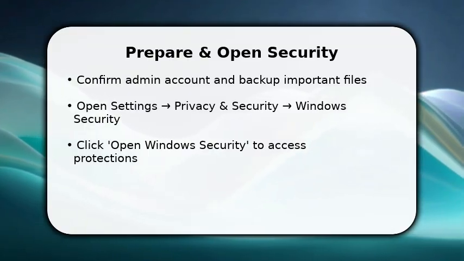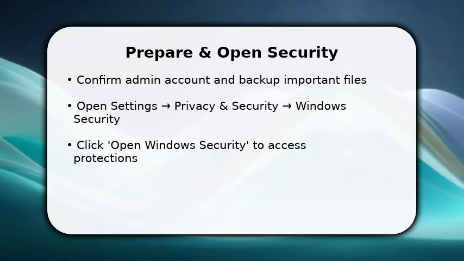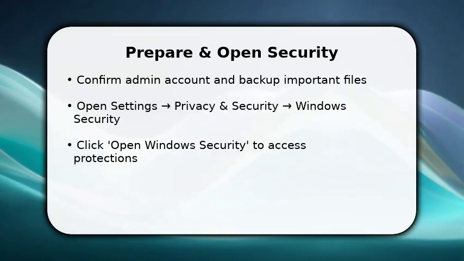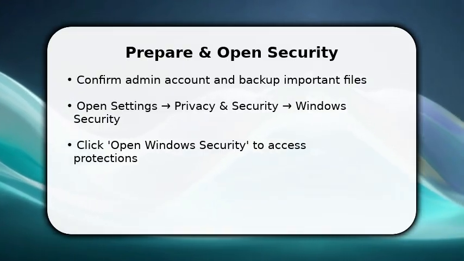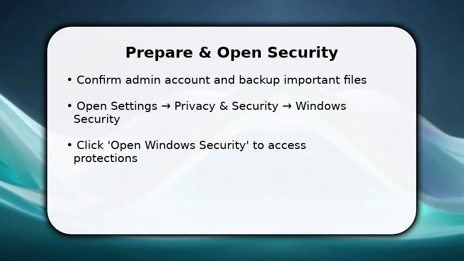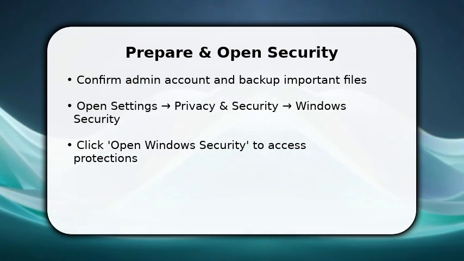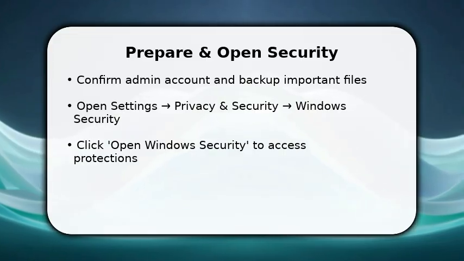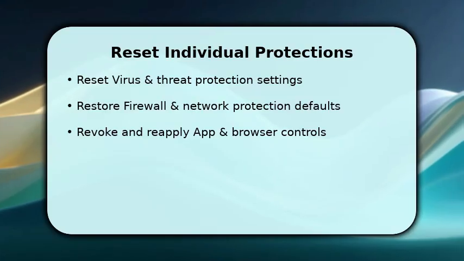Once done, pause to note any custom rules you want to restore later, because the reset will remove them. This prevents accidental loss. Now click the main app and prepare to navigate to each protection area in sequence. You'll reset protections one area at a time so you can verify behavior after each change.